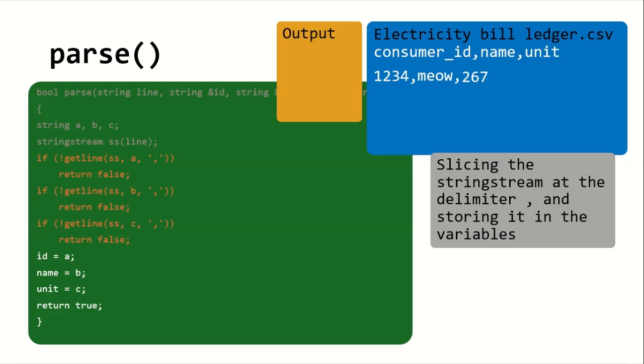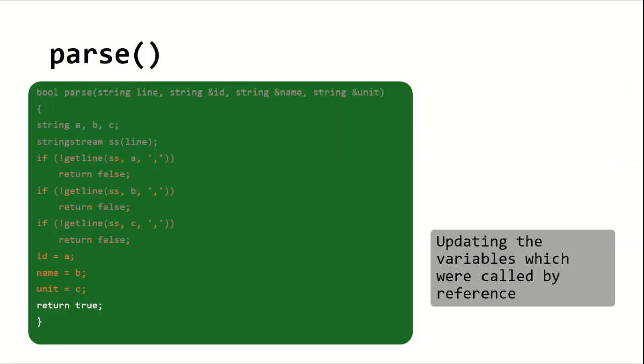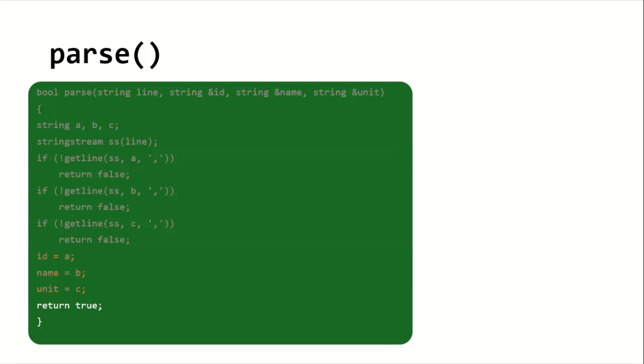So here we have the line. First we read the string stream, which is 1234, meow, 267. We read it till the 1234 and the comma, and we output A equal to 1234. Then we read the meow, B equal to meow. Then C equal to 267. Then the ID, name, and unit are updated, and the return is true, meaning we were able to parse the data. The ID, the name, and the unit, which are passed by reference, are already updated.